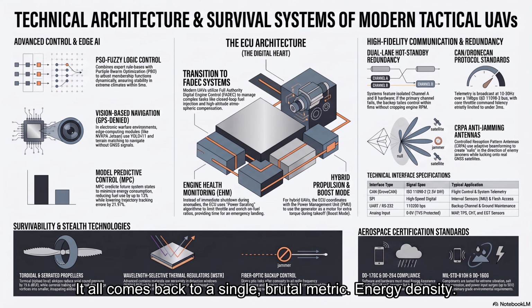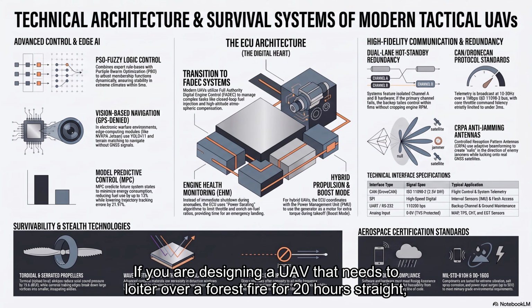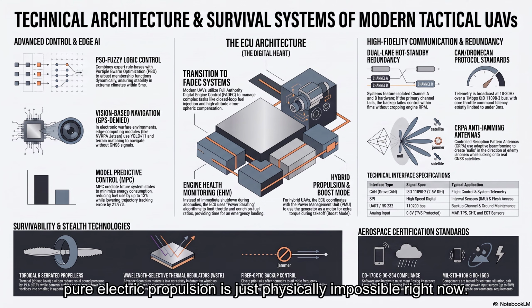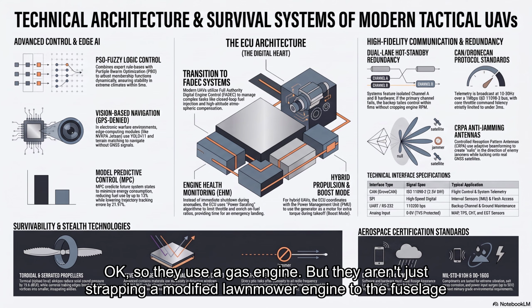It all comes back to a single, brutal metric. Energy density. Lithium-ion batteries have completely revolutionized our world, but mathematically, they cannot touch the raw, concentrated chemical energy packed into a single kilogram of liquid fuel. Right. If you are designing a UAV that needs to loiter over a forest fire for 20 hours straight, pure electric propulsion is just physically impossible right now. The battery pack required would be so massive, the drone wouldn't even be able to lift its own weight off the runway.